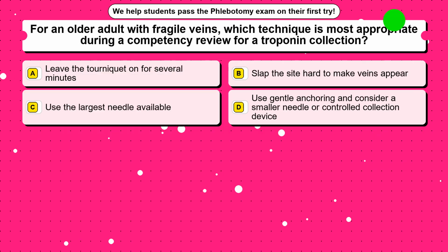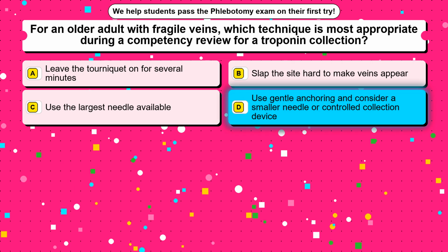Question 58. For an older adult with fragile veins, which technique is most appropriate during a competency review for a troponin collection? Option A. Leave the tourniquet on for several minutes. Option B. Slap the site hard to make veins appear. Option C. Use the largest needle available. Option D. Use gentle anchoring and consider a smaller needle or controlled collection device.